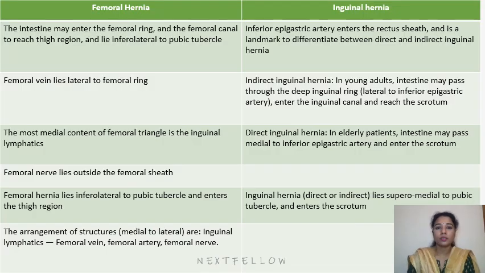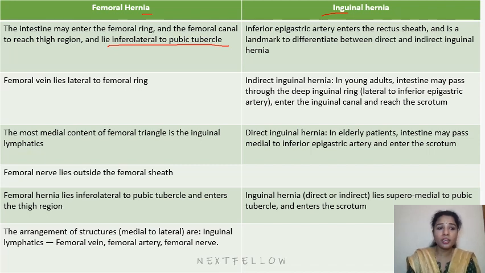So, femoral hernia. The main differences you should note, which are high yielding points from an exam point of view, are how to differentiate between femoral hernia and inguinal hernia, and which are the salient features of each kind of hernia. We will see now. In femoral hernia, the intestines may enter the femoral ring, pass through the femoral ring into the femoral canal, reach the thigh region, and lie on the infrolateral aspect of the pubic tubercle. This point is to be noted here. It is present on the infrolateral aspect of the pubic tubercle.